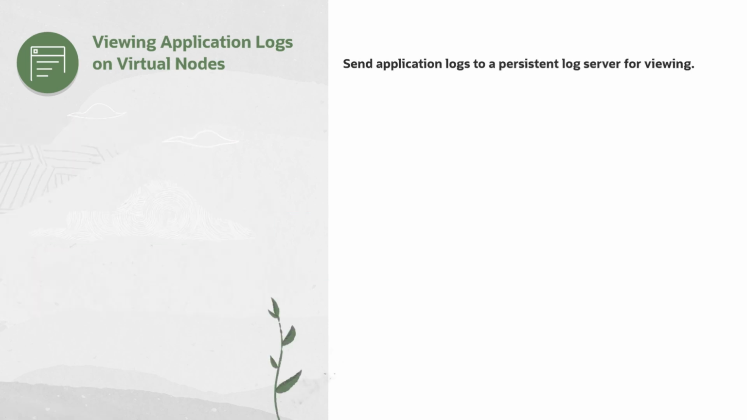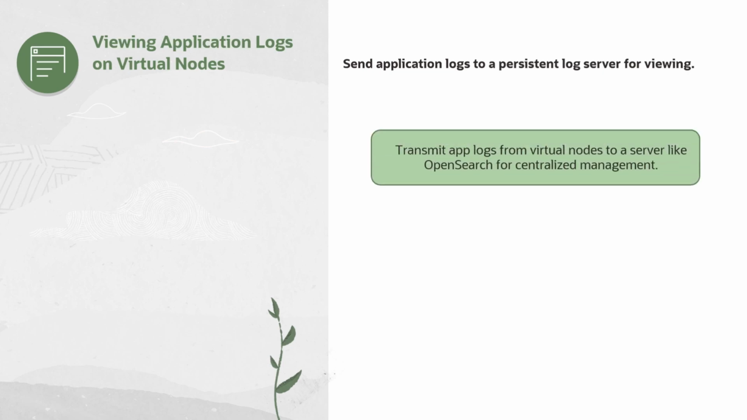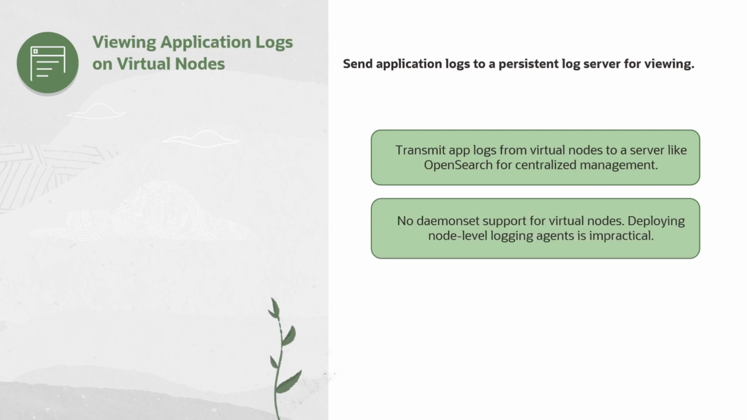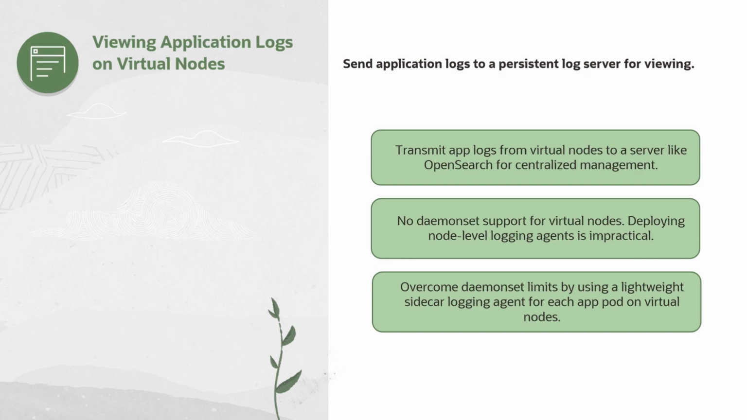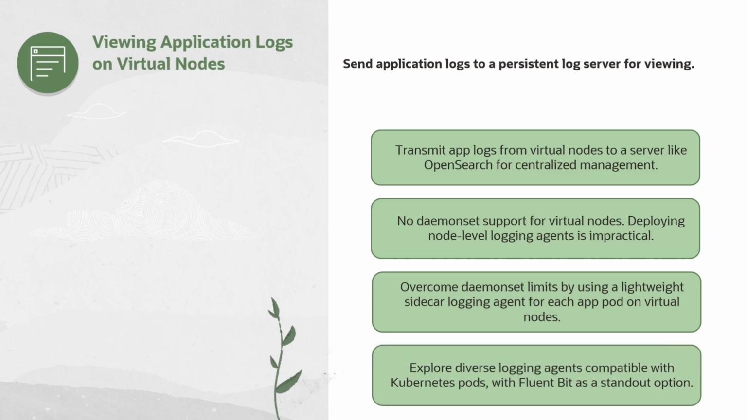Let's take a look at the other approach for viewing application logs on virtual nodes. In this approach, we send application logs to a persistent log server for viewing. We start by transmitting app logs from virtual nodes to a server like OpenSearch for centralized management. Make a note, there is no daemon set support for virtual nodes, thus deploying node level logging agents is impractical. You can overcome daemon set limits by using a lightweight sidecar logging agent for each app pod on virtual nodes. Later, you can explore diverse logging agents compatible with Kubernetes pods, with FluentBit as a standout option.